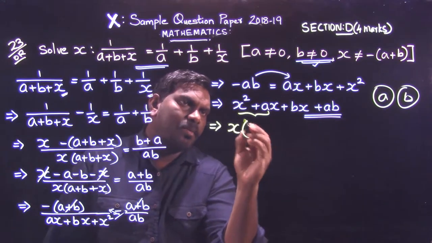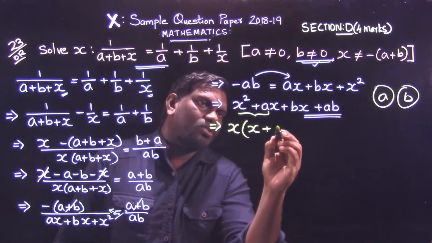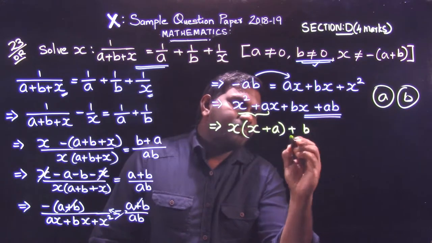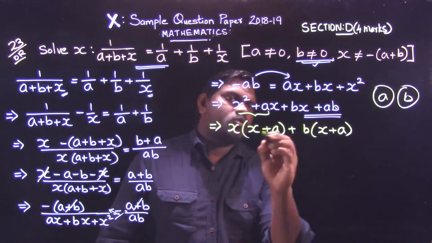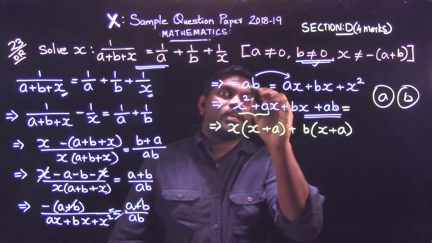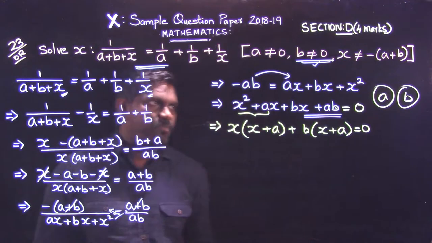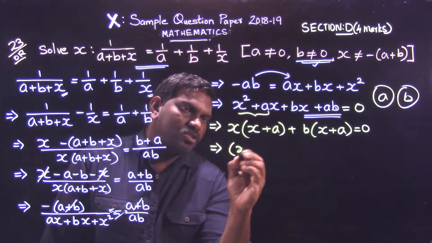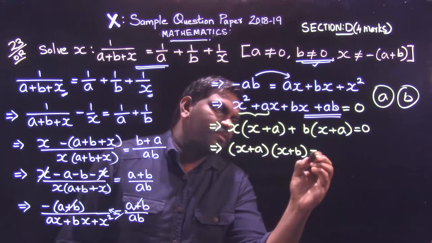That will be X will be common, and thus I will get 1 when X went outside, plus A is left, plus B, I'm taking it outside, so it will be X plus, B went outside, so it will be A. So brackets you can see. When you take minus AB to this side, this side is going to be equal to 0. Fine. Thus, I can write the brackets together and what is there outside in another bracket, and you can say that this is equal to 0.